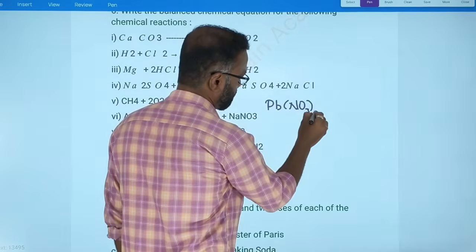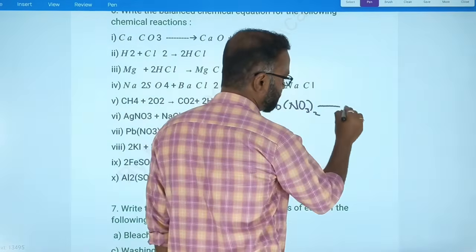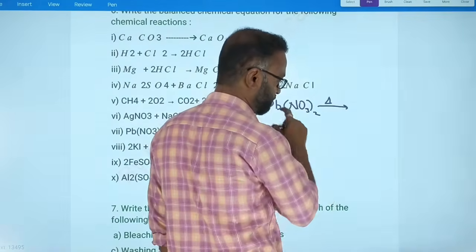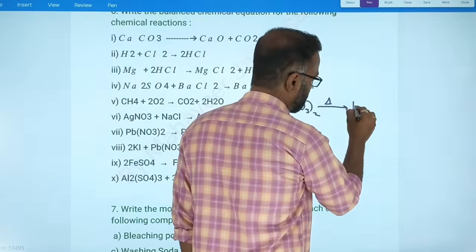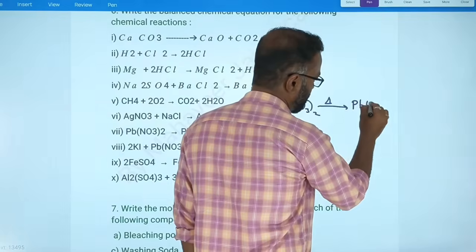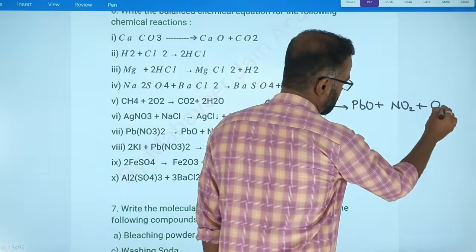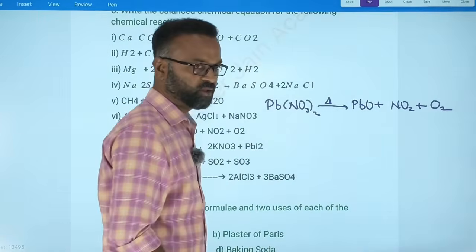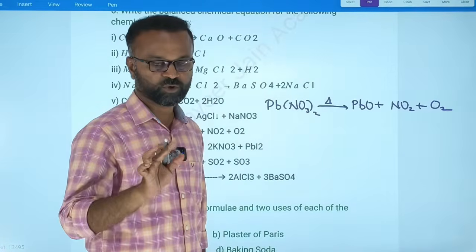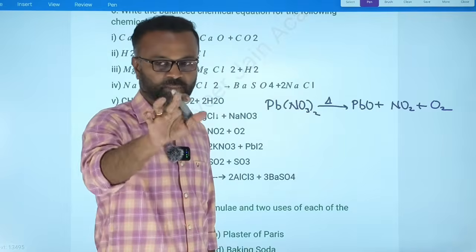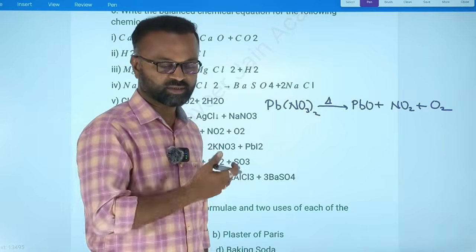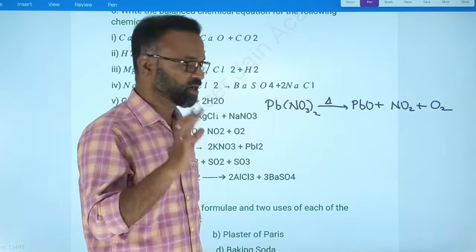2 Pb(NO3)2, when heated, will form lead oxide plus nitrogen dioxide plus oxygen. Now see here, while balancing the equation, what are we supposed to do? Just listen to this method, a very simple method as it is given in the textbook. You will understand how to balance.